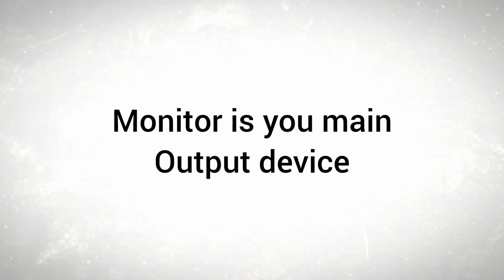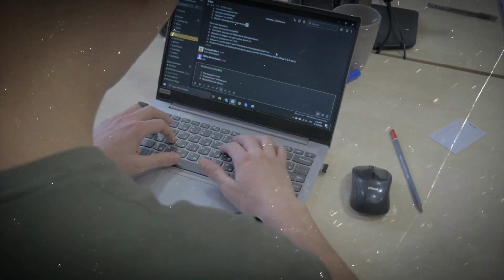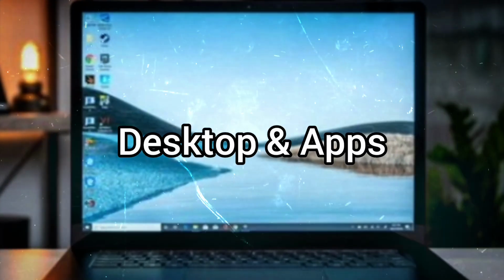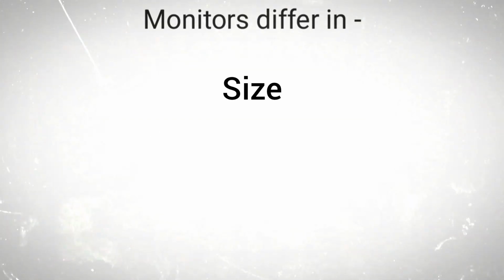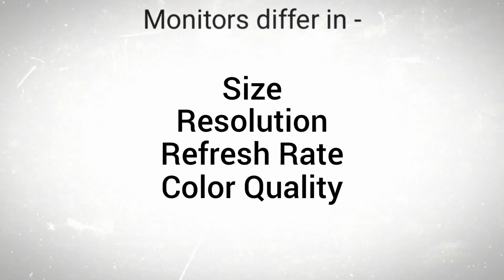Monitor. The monitor is your main output device. Think of it as the computer screen to show you what it is doing. Everything from your desktop and apps to movies and games is displayed here. Monitors can differ in size, resolution, refresh rate, and color quality, depending on what you need.